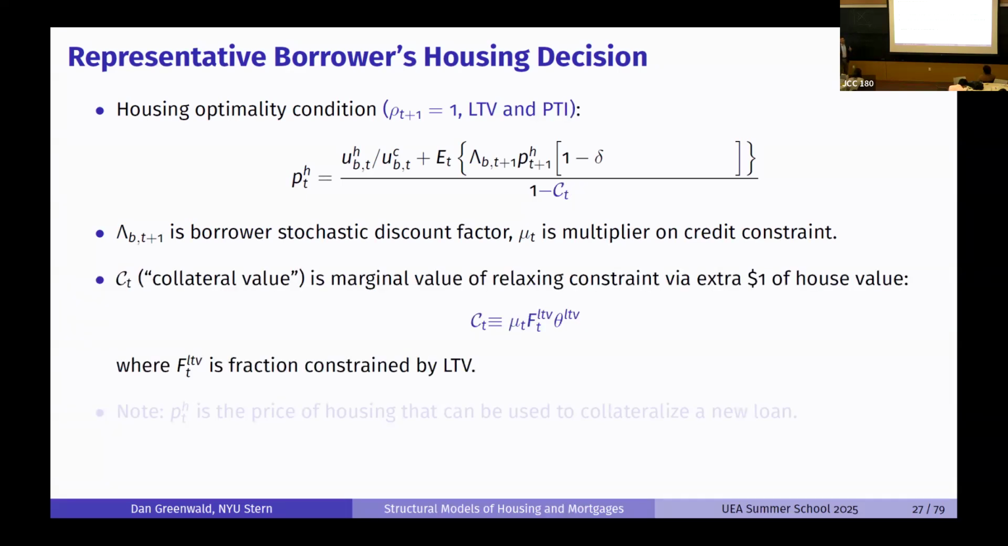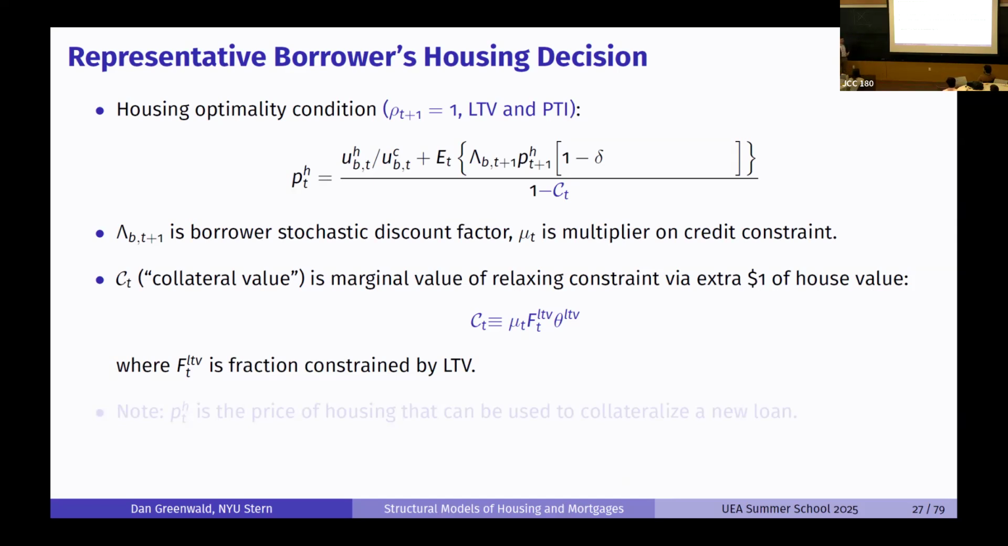Now, here's what happens when you layer in the combination of loan to value and payments income limits. That term mu theta becomes script C, where C is going to look similar, but have one important new term in it. Remember that term, that mu theta, it was the collateral value. It was the marginal value from buying $1 of housing through the additional credit it allows you to get. So here we have something similar.